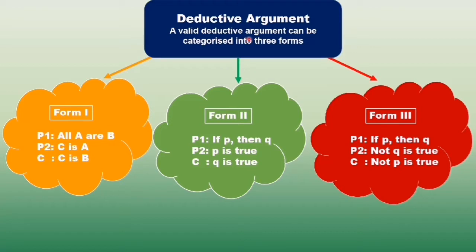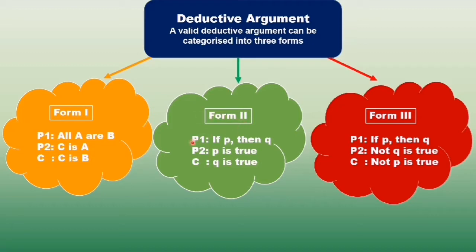A valid deductive argument can be categorized into three forms. Form 1, premise 1, all A are B. Premise 2, C is A. Conclusion, C is B. So follow the sequence: you write A first, after that B.